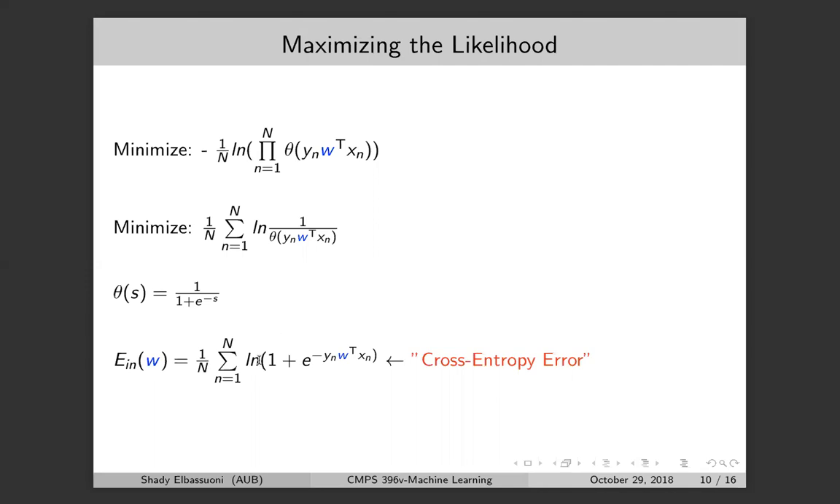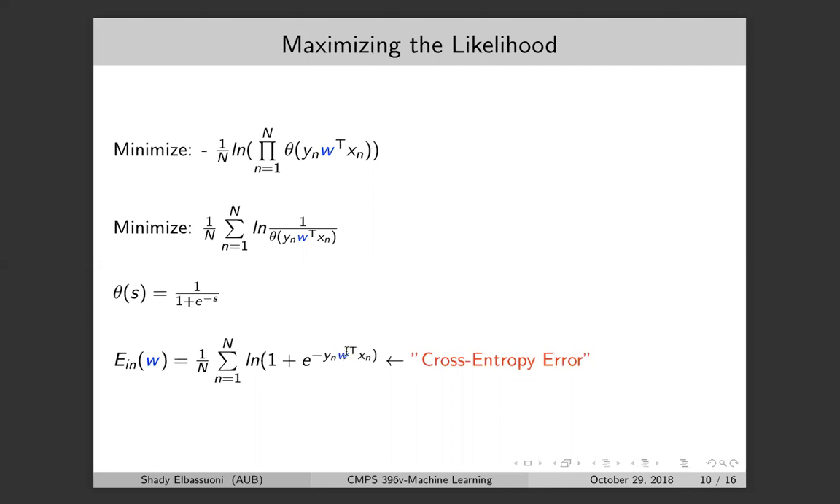It was summation from n equal 1 to n, the value of the prediction, so W transpose x, minus the actual label, all squared. The same thing happens here. So I have something that depends on the training data. Every point contributes to the error. Let's see the error. The error is ln of 1 plus e to the power of minus yn W transpose xn.